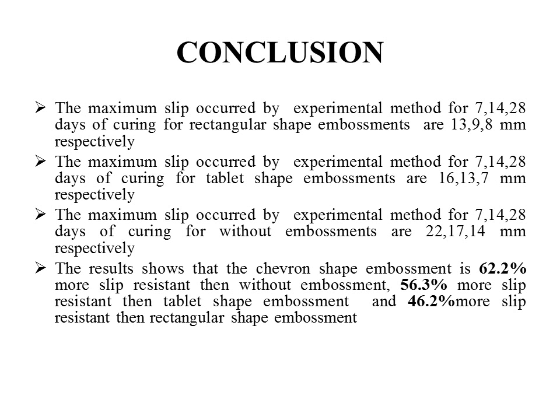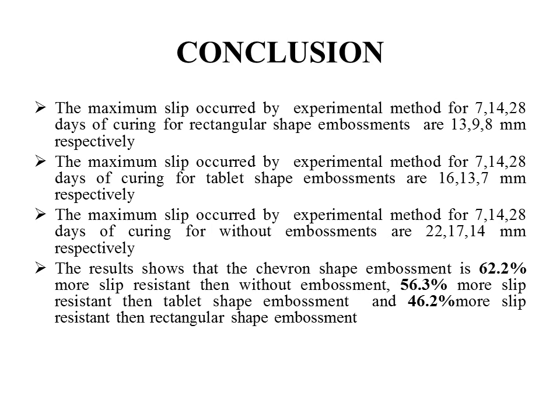The maximum slip occurred by the experimental method for 7, 14, 28 days of curing for rectangular shape embossment, that is 13, 9, 8 mm respectively. Already we discussed the chevron shape embossment. After that, the maximum slip occurred by the experimental method for 7, 14, 28 days of curing for tablet shape embossment are 16, 13, 7 mm respectively. It is clear that from the three shapes of embossment, the best one is chevron, which will resist the maximum slip.